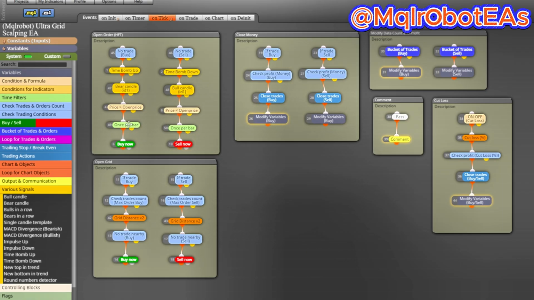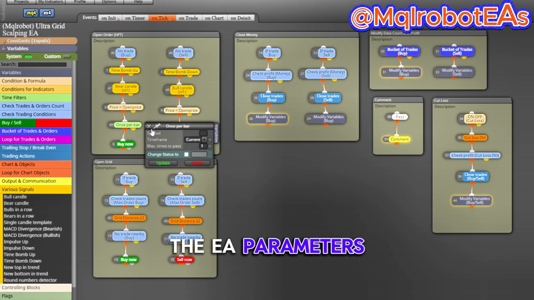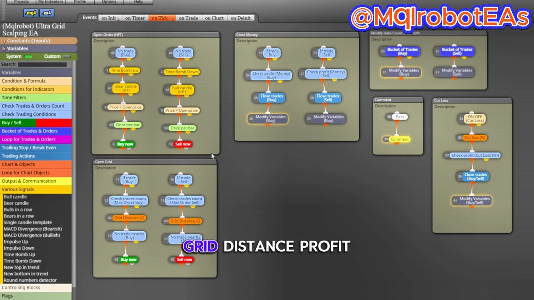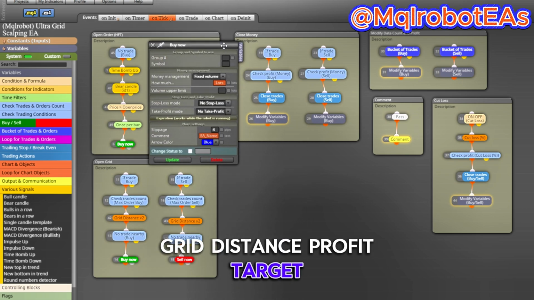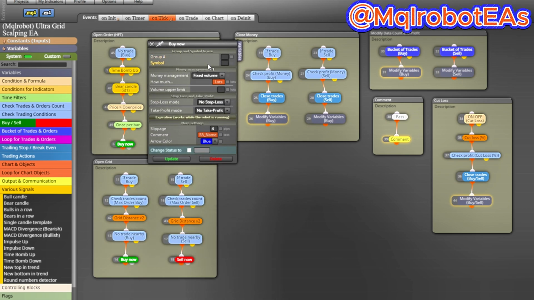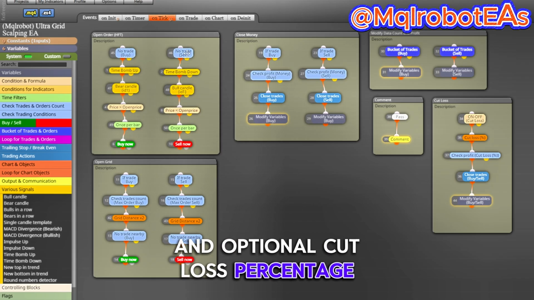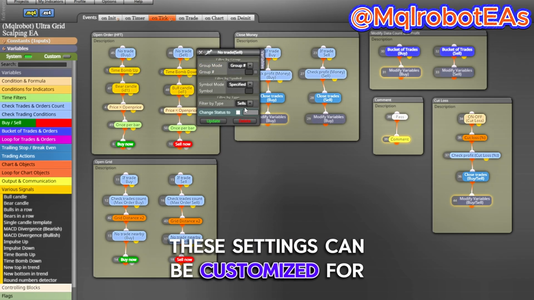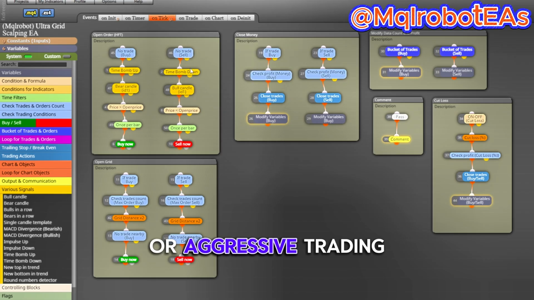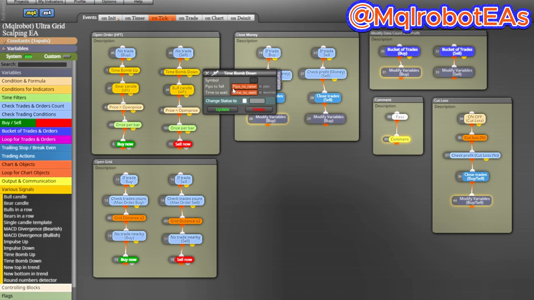Key settings. The EA parameters include lot size, grid distance, profit target, waiting time between trades, maximum number of orders, and optional cut-loss percentage. These settings can be customized for conservative or aggressive trading styles.